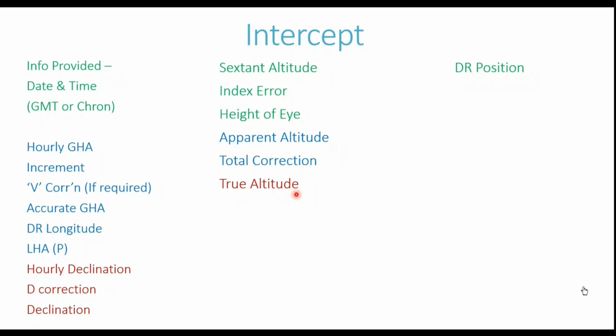Up to here, the method is exactly the same as long by chron. Now comes the difference. From this true altitude, we obtain the true zenith distance of the body. We know the true zenith distance is equal to 90 minus true altitude. Once these items are obtained, we are now ready to go into the intercept formula. So let's see the intercept formula now.